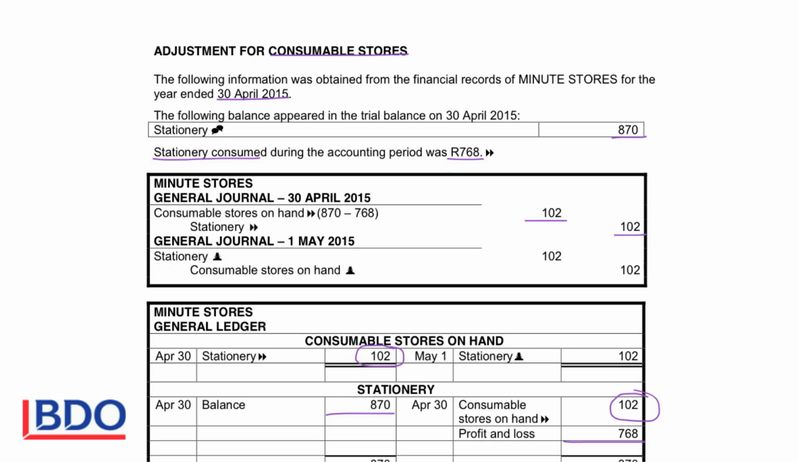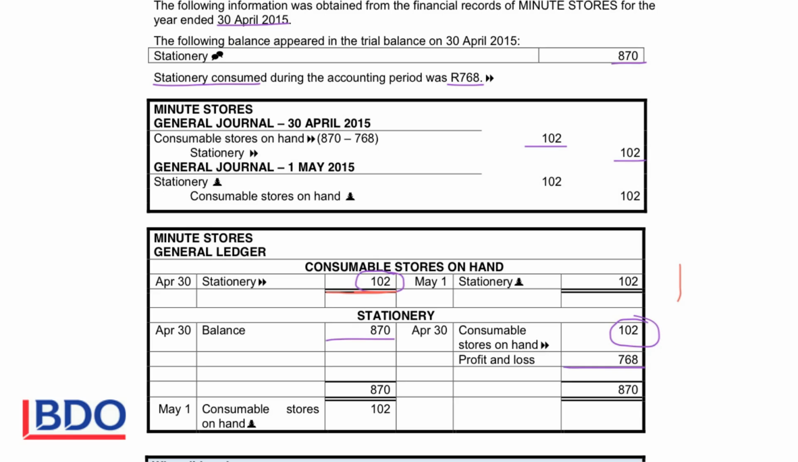So on the first day of the next financial year, we have to do a reverse entry for this consumable stores on hand. We have a balance on the debit side of 102. So if we want to close down this account, we have to credit consumable stores on hand with 102 Rand, and we will debit stationery with 102. So that means we did a reverse entry of what we did originally.